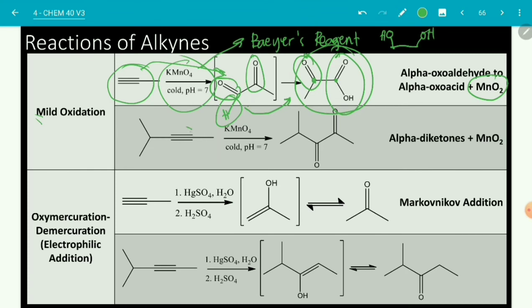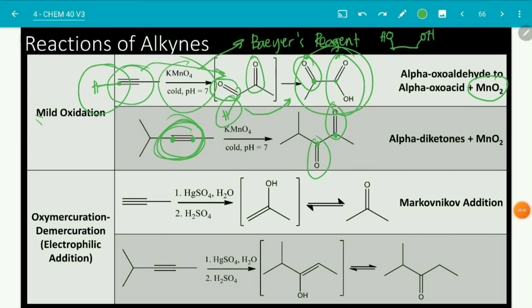Okay? Kapag internal alkyne naman, wala siyang exchangeable hydrogen tulad nito. So, kapag internal alkyne, ganyan lang. Ang napoproduce naman niya ay alpha diketones. So, ang ibig sabihin ng alpha diketones, adjacent yung carbonyl groups. Siyempre, yung carbonyl carbons, sila yung sp hybridized carbons dun sa alkyne na substrate.